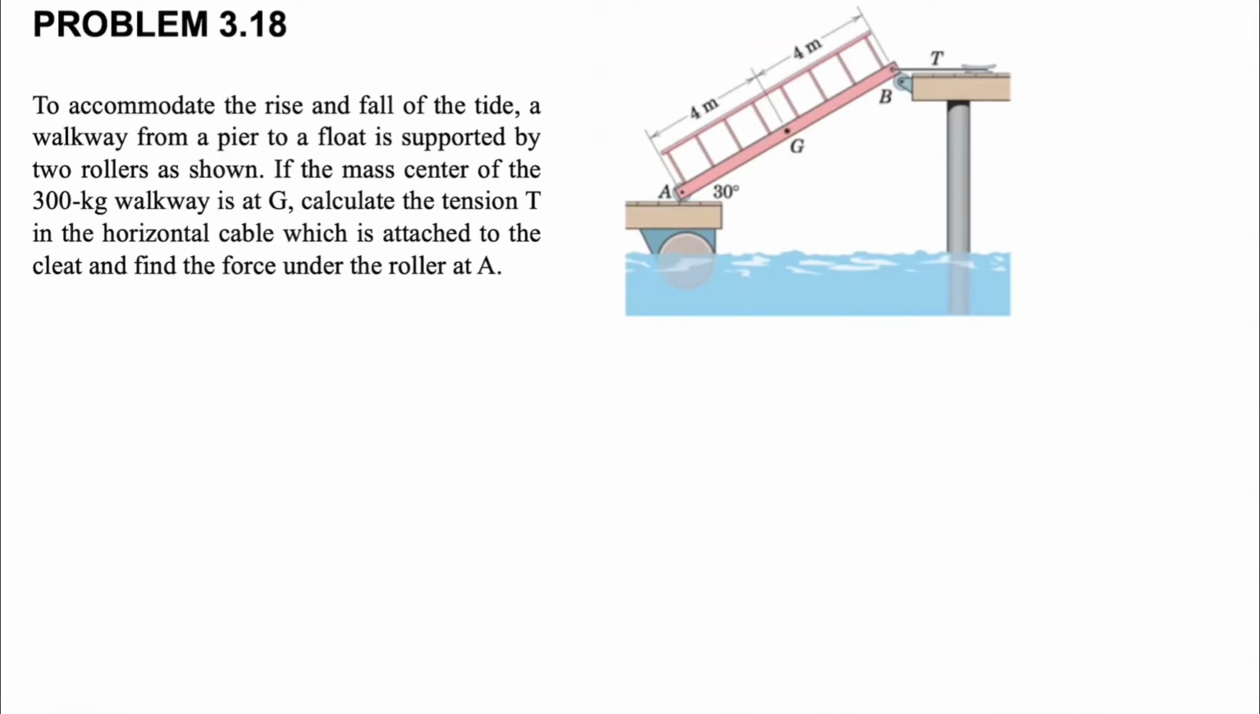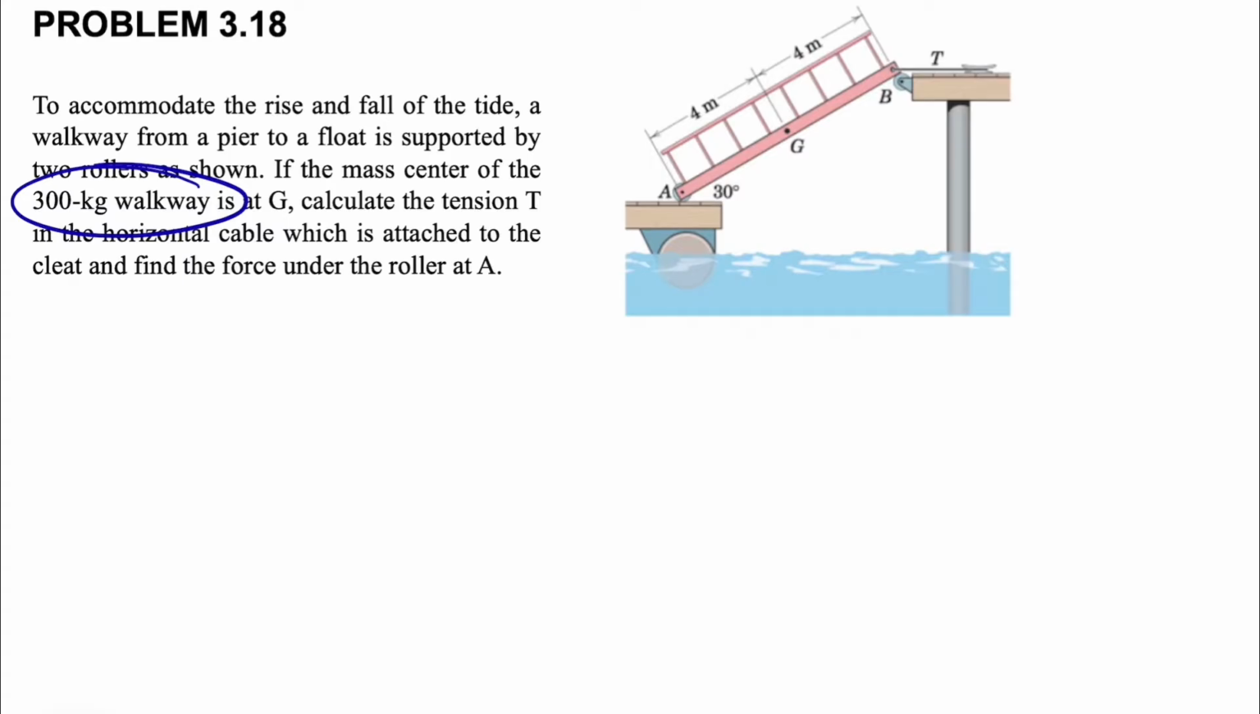Alright guys, welcome back. In today's video we have another question from chapter 3, and we have to accommodate the rise and fall of the tide. In order to do that, there is a walkway from a pier to a floe that is supported by two rollers, as we can see at points A and B. We know the center of mass of the 300 kilogram walkway, so the mass of the walkway is 300 kilograms, is at point G, which is in the middle of AB.